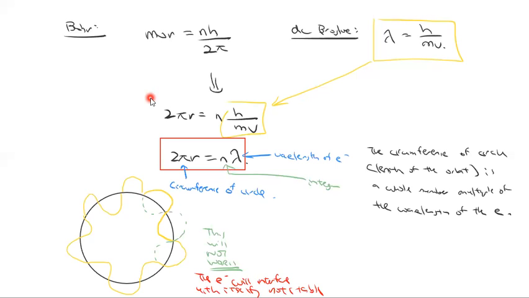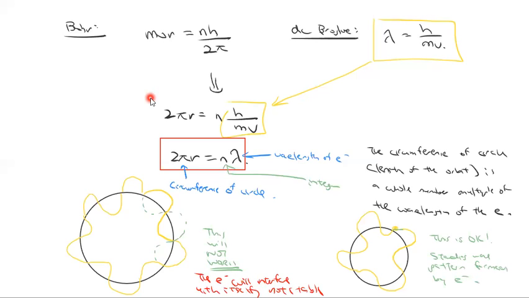On the other hand, if we had something like this, then this will just repeat, right? So basically, we can think of it as, this is okay. Basically, we're saying that it's a standing wave pattern by the electron. And that is basically de Broglie's picture.